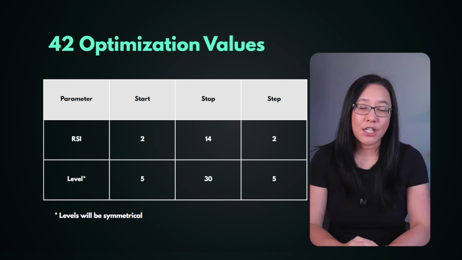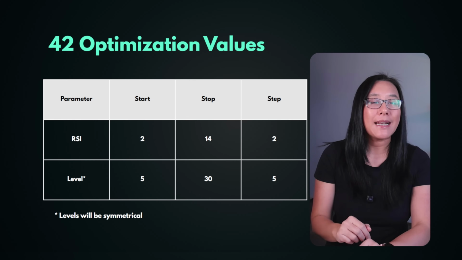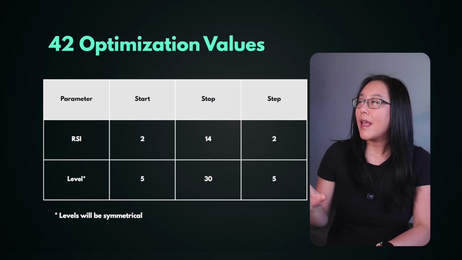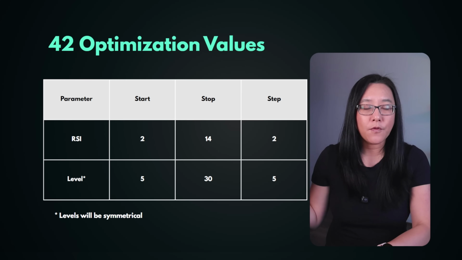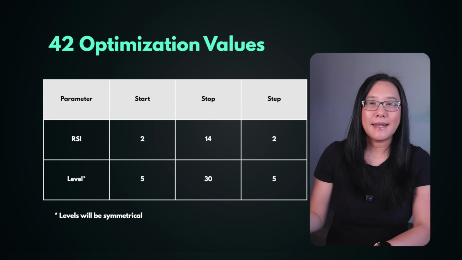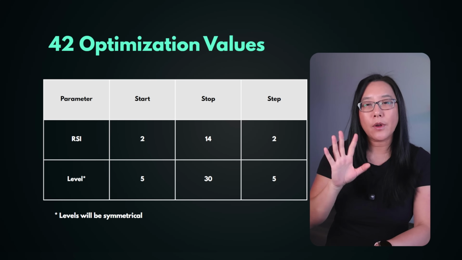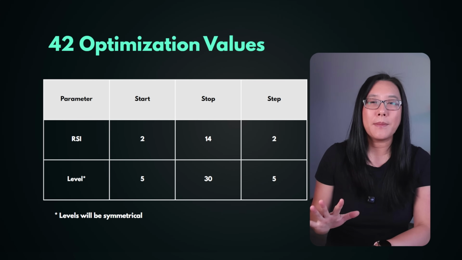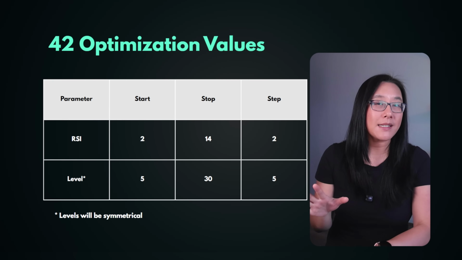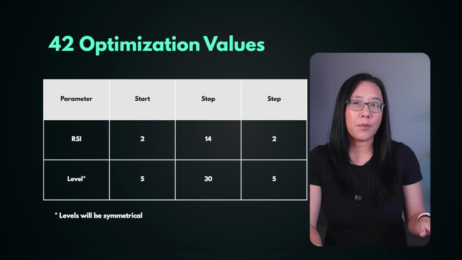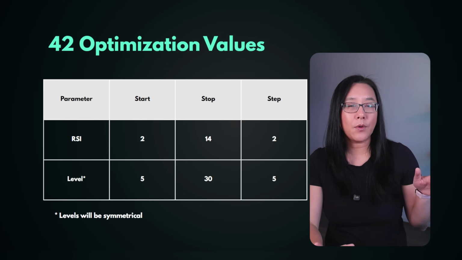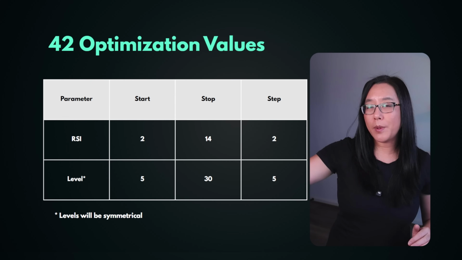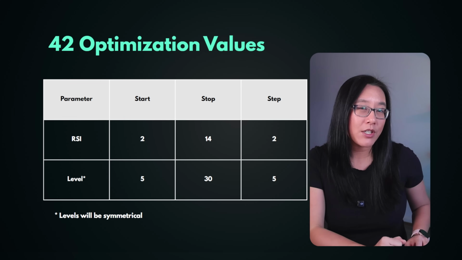For the optimization values, we are going to keep it simple and limit it to 2 parameters only. First is the RSI, and we're going to start at 2, go up to 14 in a step of 2. Next is the levels. So we're going to start at 5, go up to 30, and increment in a step of 5. And this is going to be symmetrical. For example, if we choose 30 as our level, the opposite will be 70. If we choose 10, then the opposite will be 90. And I'll show you exactly how to achieve that.